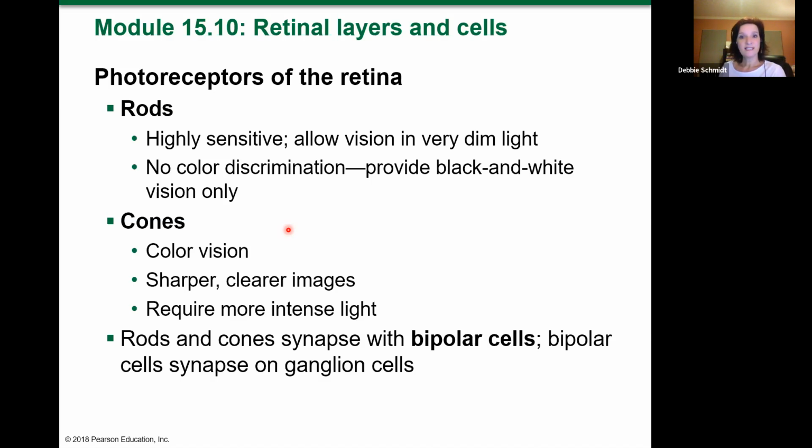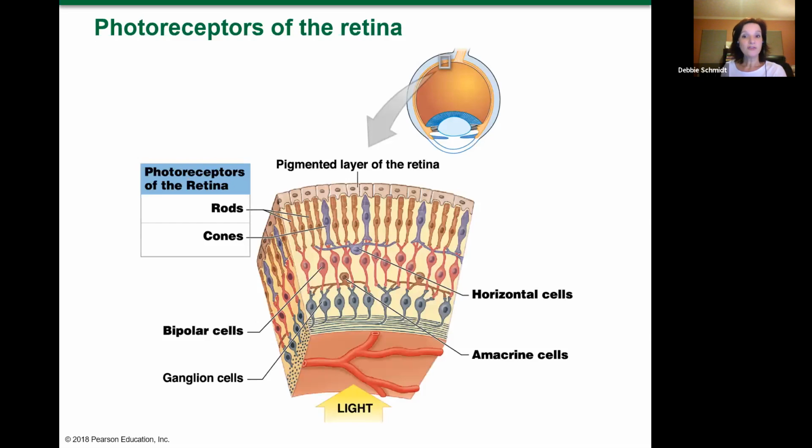They are very sensitive. They're more sensitive than the cones. They can work in very dim light, but they don't provide color discrimination, and they don't provide as sharp an image as the cones do. The rods and cones are going to synapse with other cells called bipolar cells that are going to synapse on ganglion cells that are then going to go on out to the optic nerve. So there are actually several layers of cells that we need to get to.